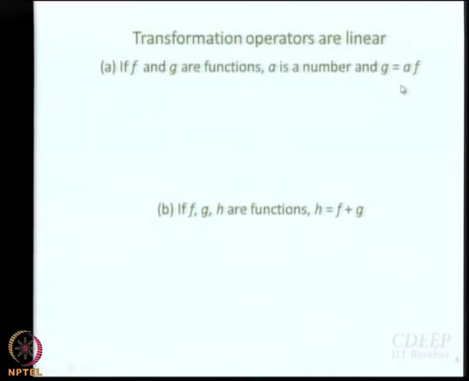Next, transformation operators are linear. What is the meaning of transformation operators are linear? We can consider 2 cases here. First is, let us say f and g are two functions, a is a number, a scalar, and g equal to af. In this case, if the transformation operator is linear, what should I write? That ORG should be equal to a into ORF, isn't it? Then it will be linear.